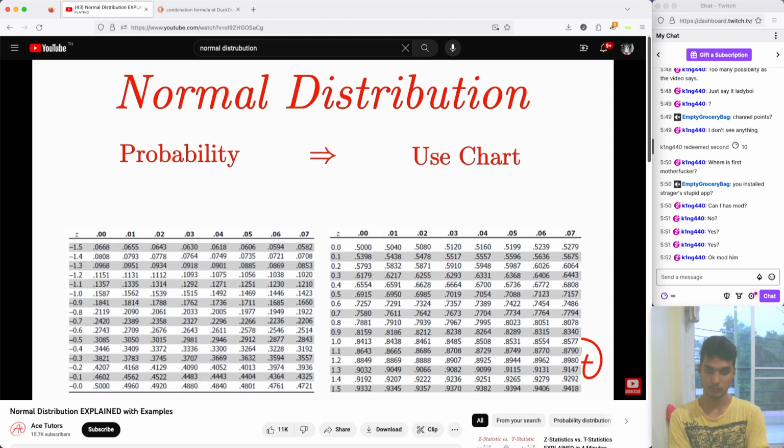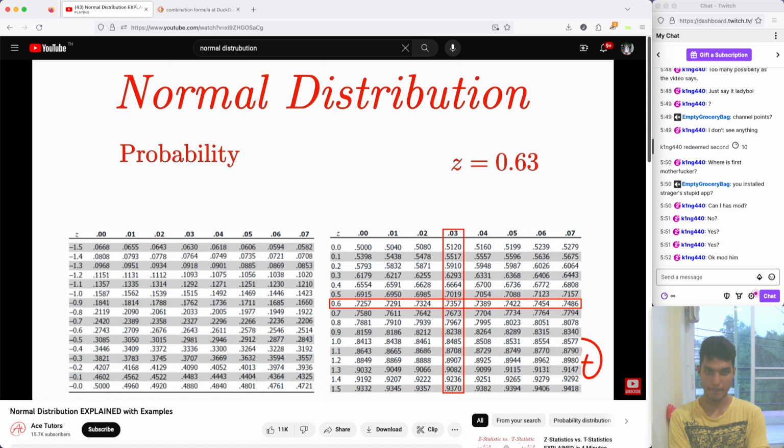So for example, if your z-score was 0.63, you'd go down to the 0.6 row, corresponding to the 6 in the z-score's 10th place, and over to the 0.03 column, corresponding to the 3 in the z-score's 100th place, to get the associated probability value of 0.7357.